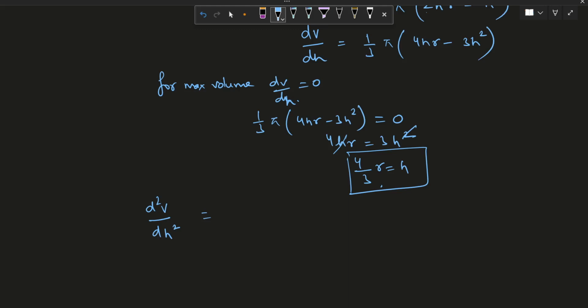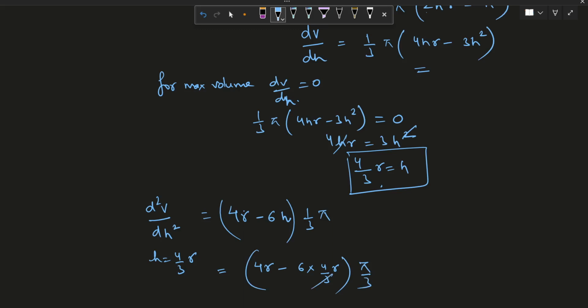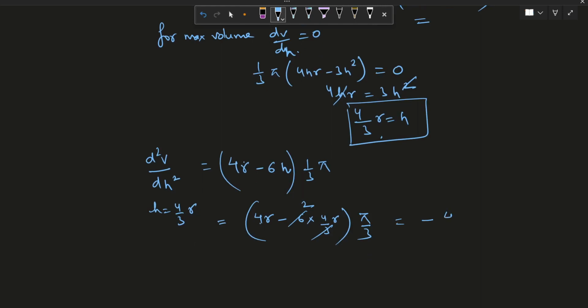So second derivative of this thing is how much? 4r, not h, sorry. 4r minus 6h. And this together is 1 by 3 pi. Now put the value of h as 4 by 3 r and let's see what you will get. 4r minus 6 into 4 by 3 r, into pi by 3. So 4r minus 8r is minus 4r. So this is coming minus 4 pi r by 3, which is less than 0. So volume is maximum.